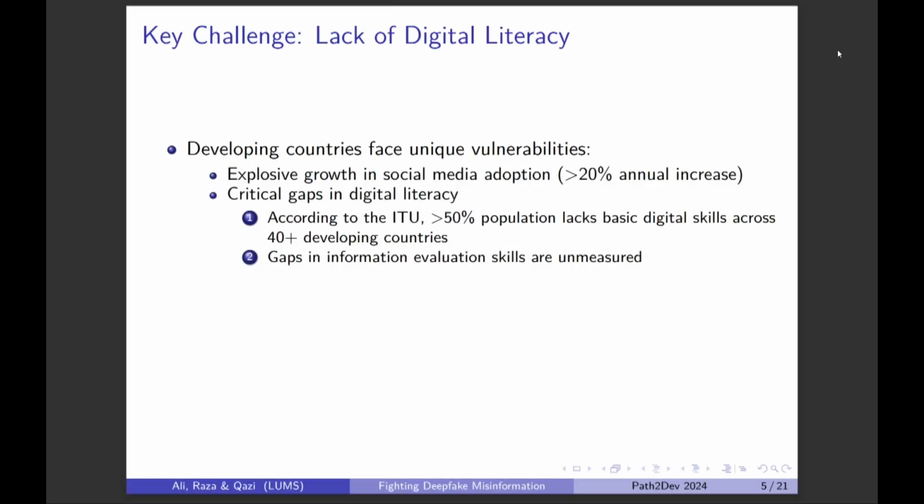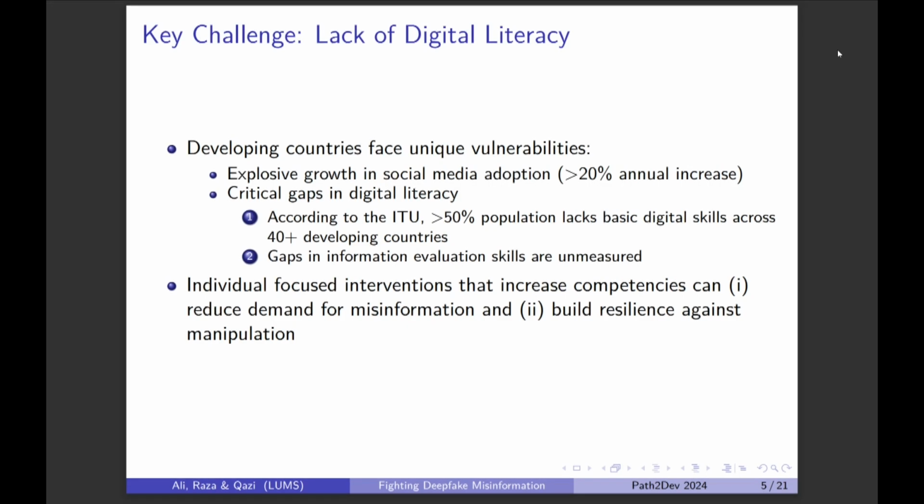Now, in developing countries, the problem of misinformation or deepfakes also intersects with another crucial challenge, which is lack of digital literacy. Digital literacy is not just about what skills people have. It is also about how good they are at evaluating information which they encounter online. So for example, someone might be able to use Google search, but when they get their search results, are they able to sift through and realize what's sponsored, what's authentic, what's organic, and so on? So while we know that gaps in basic digital skills are really wide, gaps in information evaluation skills are really unmeasured across countries.